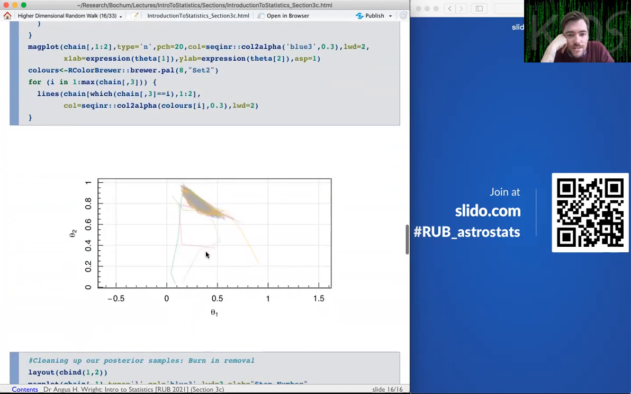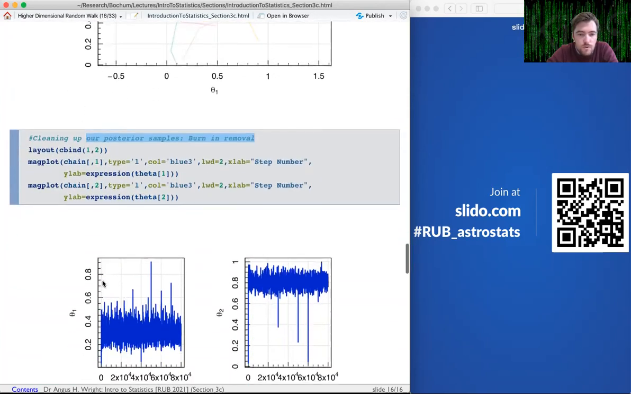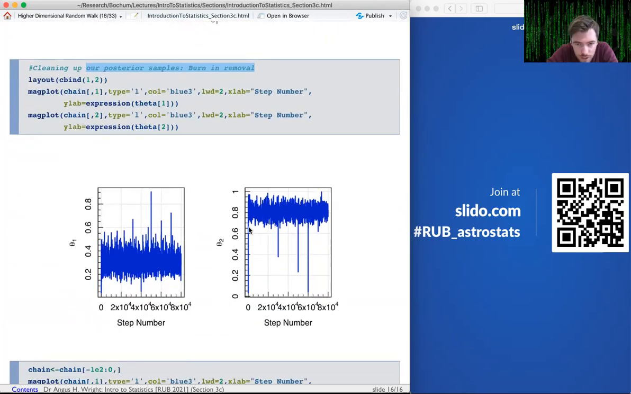Okay, those 8 sets of random posterior values look like this, with the different chains shown in different colors. I now want to do my burn-in removal. So I'm going to remove this chunk here that's doing something funny right at the beginning, and I'm going to remove it from both sides.